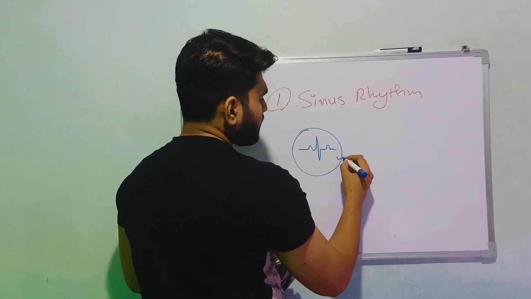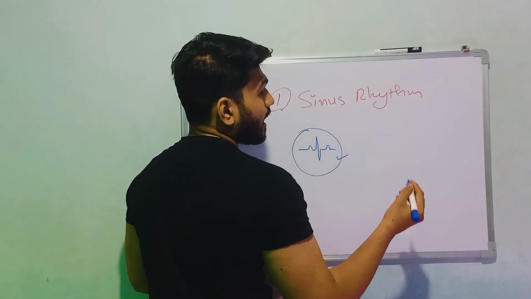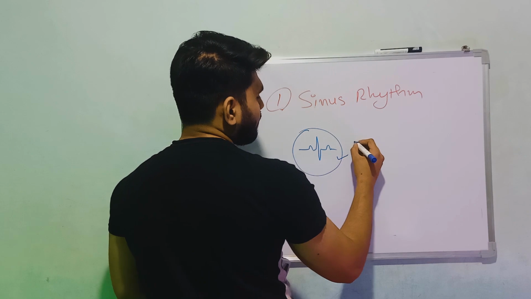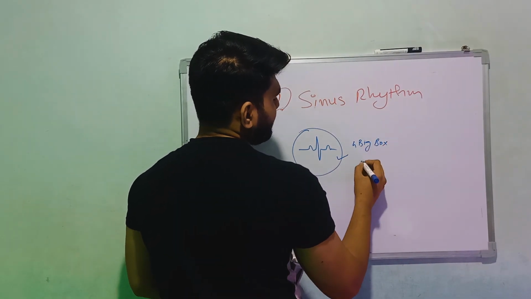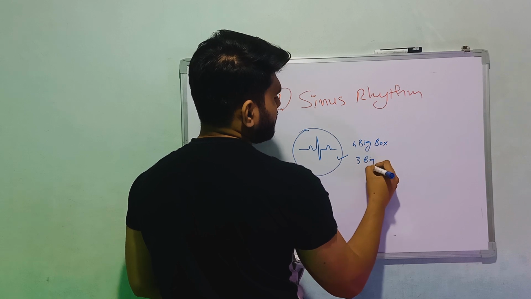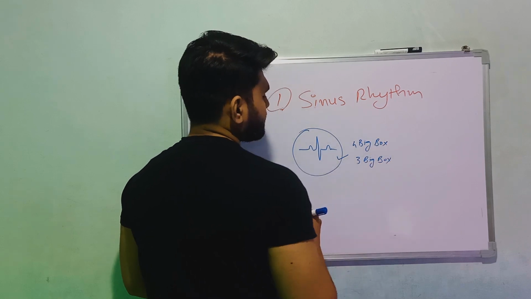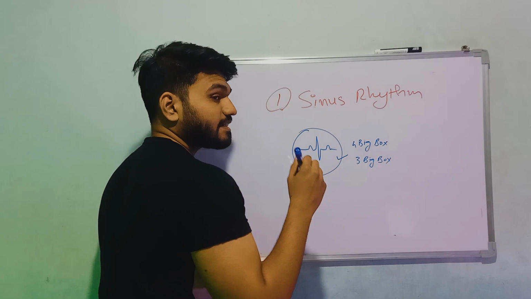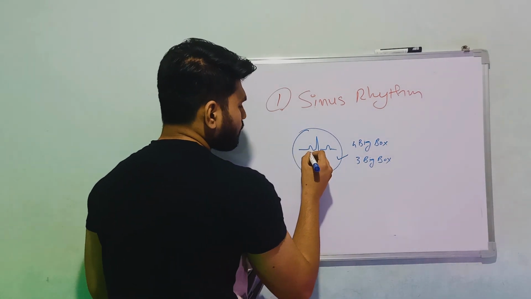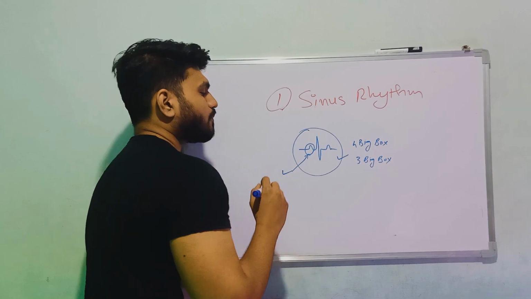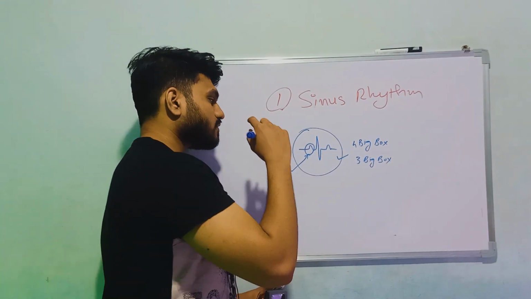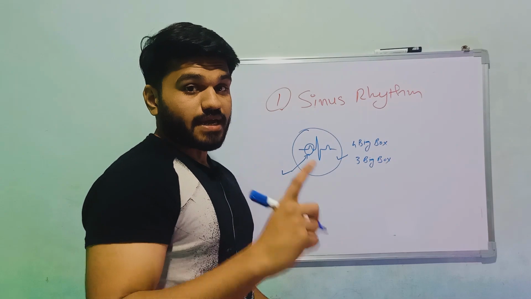If this rhythm is occurring in the same time duration, like it is happening every 4 big boxes, or it is happening every 3 big boxes, then we can say that this is the sinus rhythm. And in sinus rhythm we also have to look for the P wave. In sinus rhythm there should always be a P wave present. If it is not there, then it is not sinus rhythm.